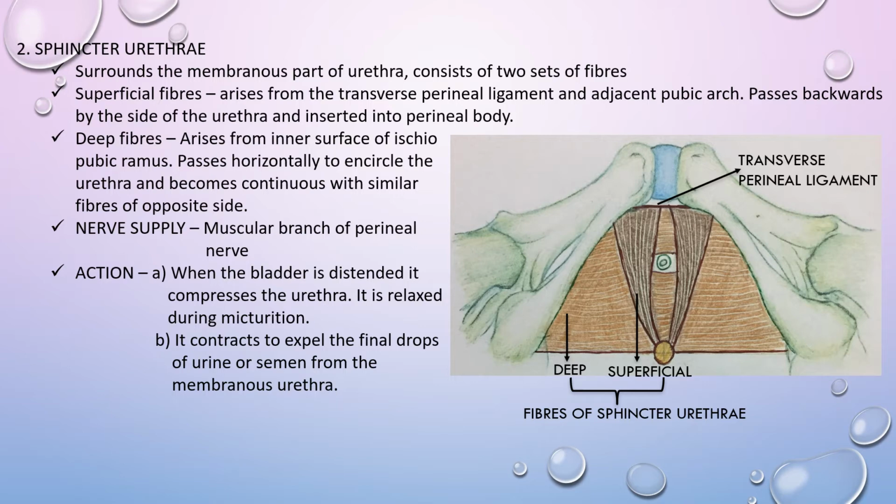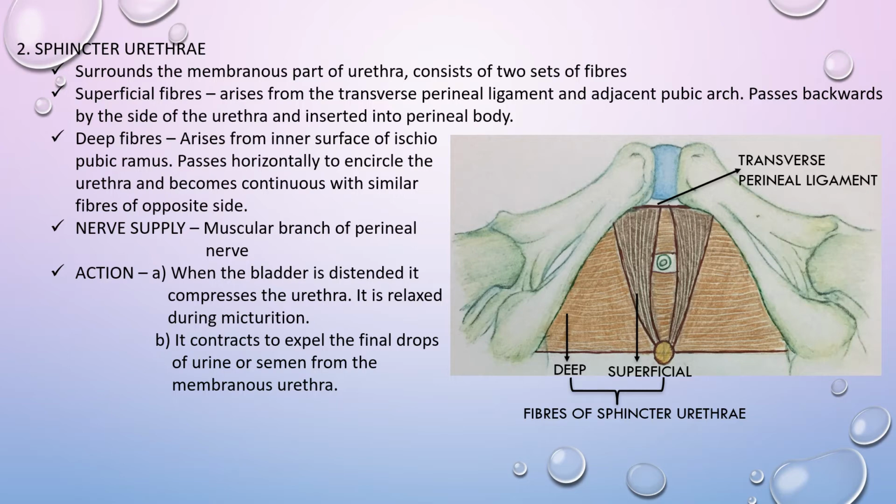In this diagram, you can appreciate the sphincter urethrae muscle. The superficial fibers arising from the transverse perineal ligament and the adjacent pubic arch you can appreciate. In this diagram, the perineal membrane has been removed, but the anterior thickened margin is called the transverse perineal ligament. In this diagram, the transverse perineal ligament is only shown, not the perineal membrane.